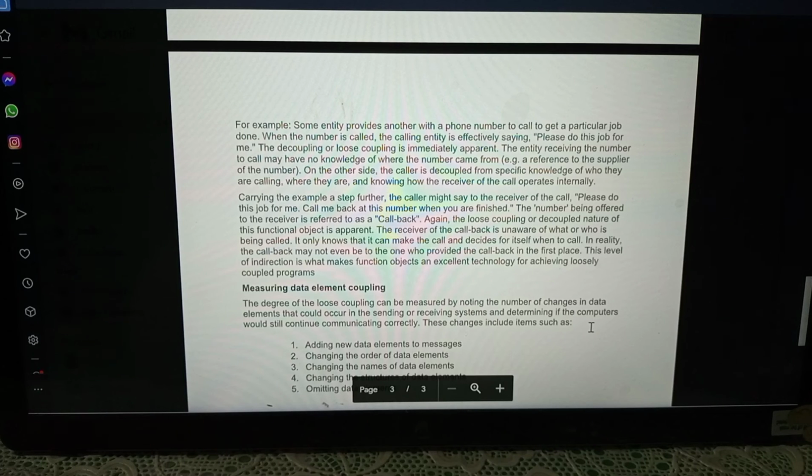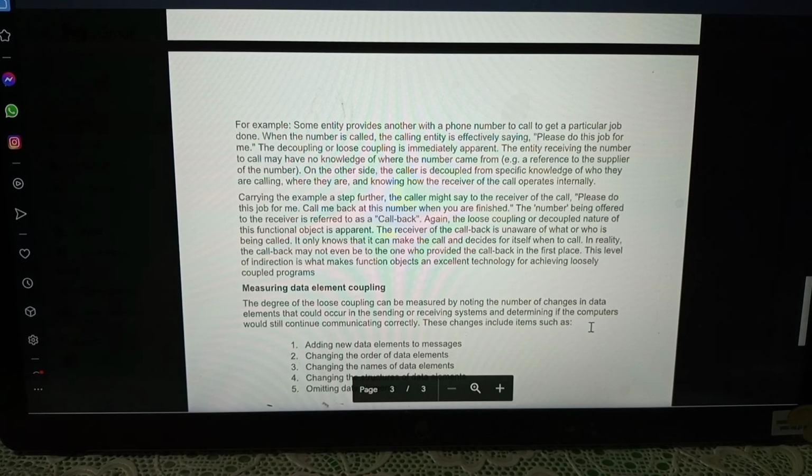The receiver of the callback is unaware of what or who is being called. It only knows that it can make the call and decides for itself when to call. In reality, the callback may not even be to the one who provided the callback in the first place. This level of indirection is what makes function objects an excellent technology for achieving loosely coupled programs.